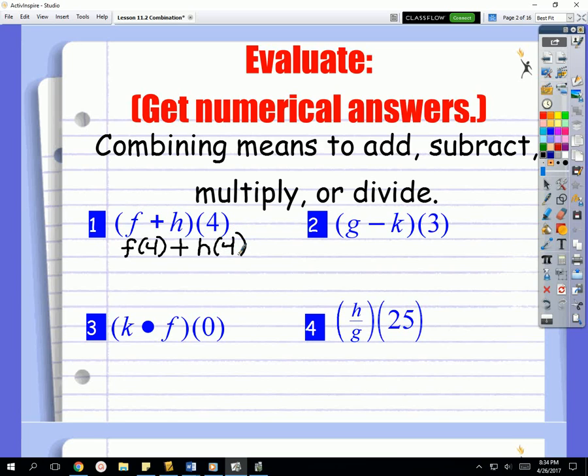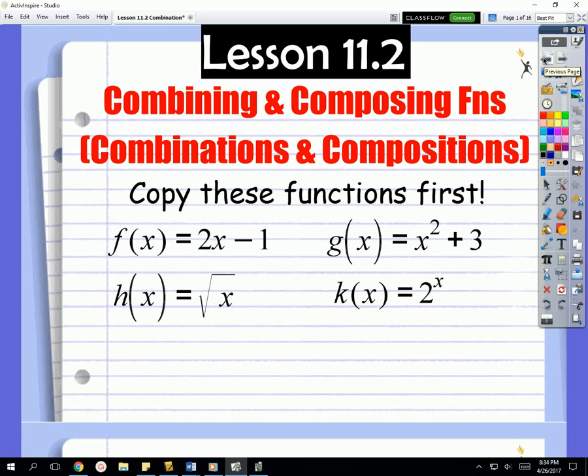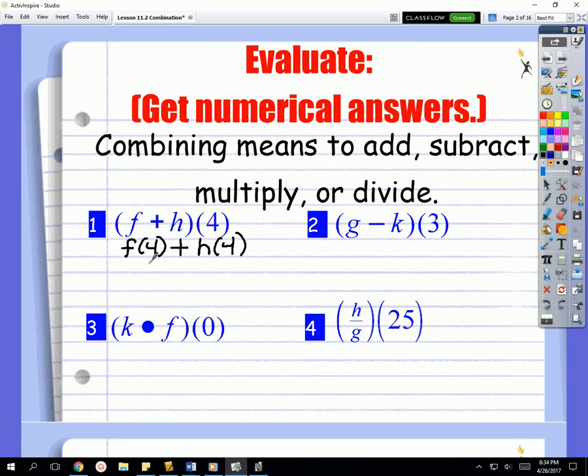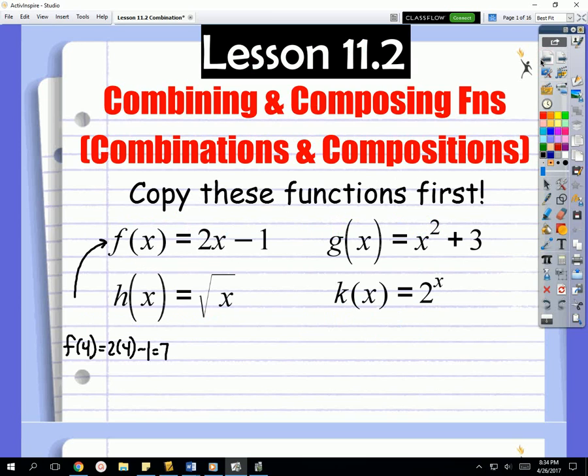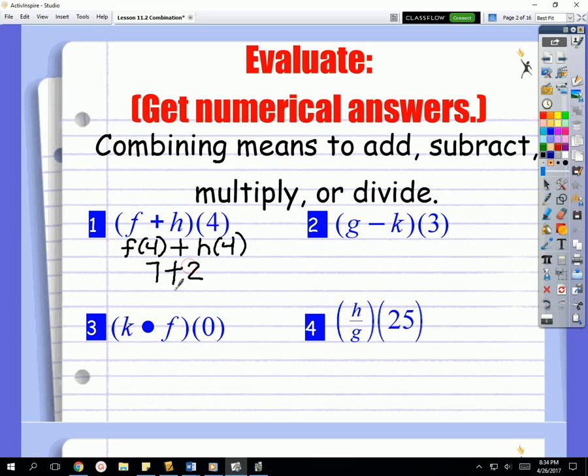So when I plug in f of 4 right here, remember f of 4 means that you're going to do 2 times 4, which is 8, minus 1, which is 7. Okay? So I'm going to write 7 right here. And then it's asking me to do h of 4. H of x is right here. So h of 4 means the square root of 4, and that just means 2. So I'm going to put 7 plus 2 and get 9.